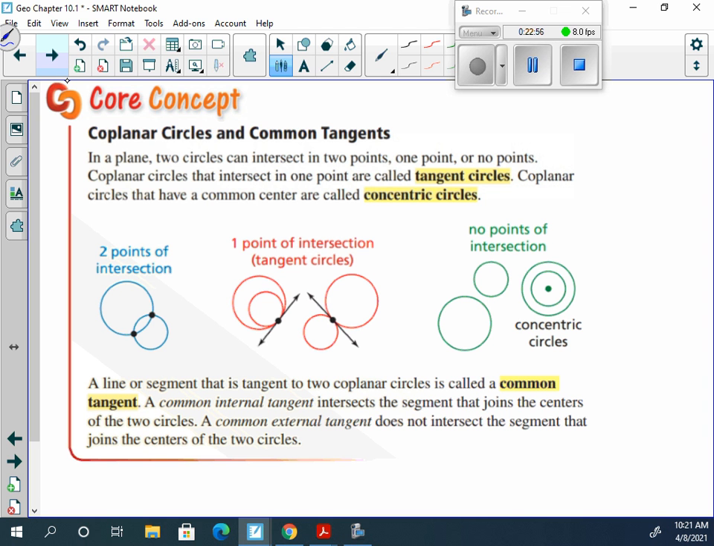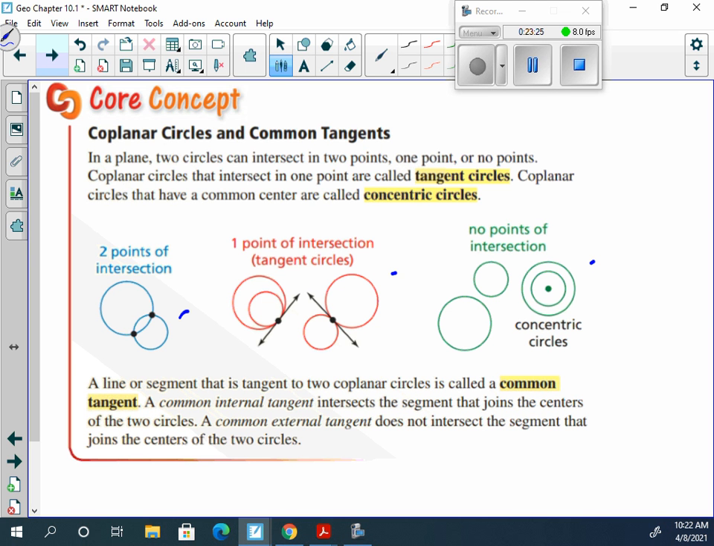This is not on your note sheet, I know that already. But there is a part of the assignment that goes along with this. In a plane, two circles can intersect in 2 points, 1 point, or no points, where they overlap each other. Or they're concentric.